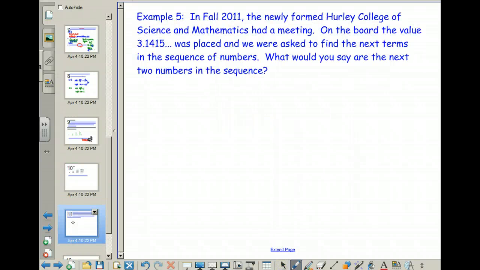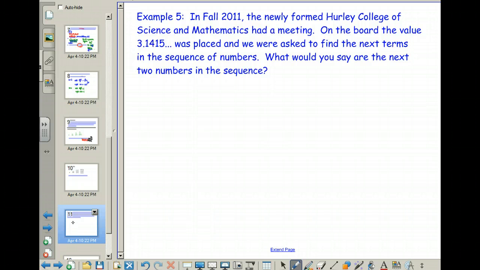All right, let's take a look at an interesting problem. This actually really happened. Last fall, I don't know if you guys are aware of this, but there were different colleges created across campus. We changed the structure of how the campus was created, and there were 6 separate colleges formed. The College of Arts and Sciences split, and so you guys are actually in a different college than I am now. I'm in the College of Science and Mathematics, and the Education Department in Science is in the College of Arts and Humanities. And anyway, our newly formed College of Science and Math had a meeting.